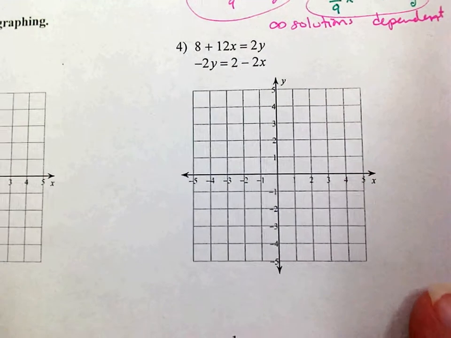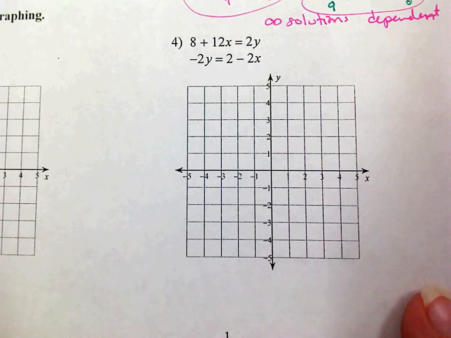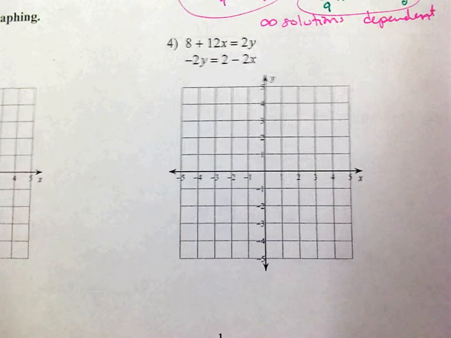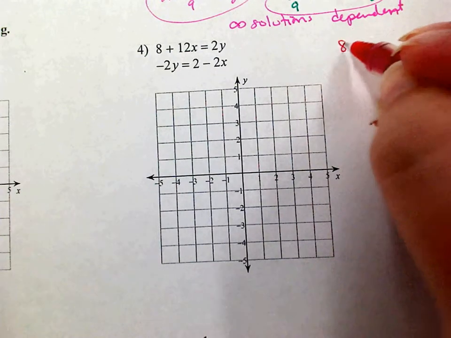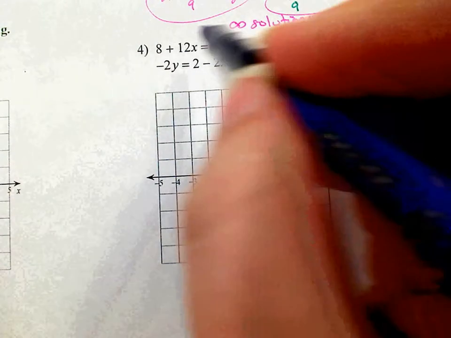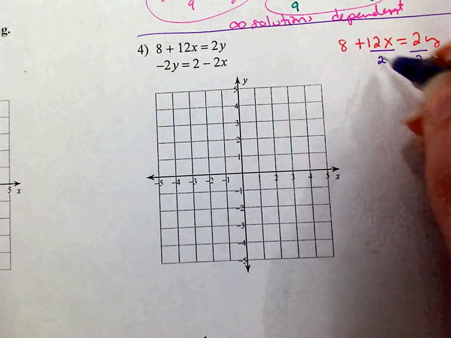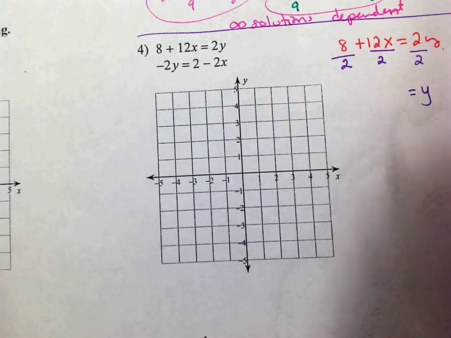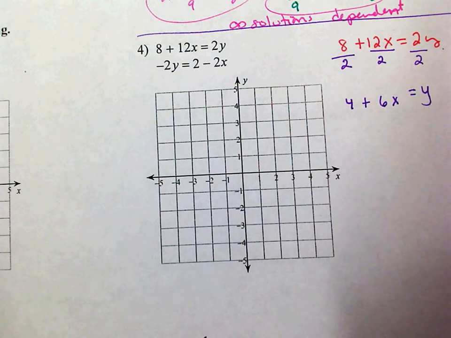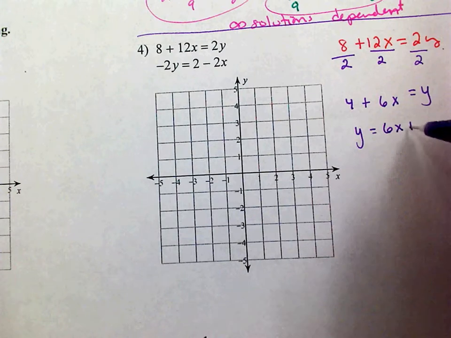Alright, now let's talk about this one. It says solve by graphing, guys. I'm trying to find when these two lines meet by looking at their graphs. So I need to be able to graph them. That means I need to solve for y, right? Austin's saying divide by 2. So if I've got 8 plus 12x equals 2y, I want to solve for y, so I'm going to divide by 2. So I get y equals 4 plus 6x. Now, that's kind of in a weird order, so I'll just rewrite it. y equals 6x plus 4.